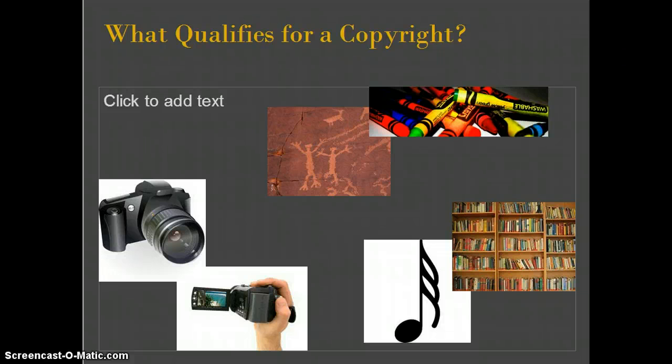So what can you copyright? You can see some of the pictures here. It includes literature, music, drama, choreography, pictures, movies, sounds, and other mediums. Architecture, for example. It does not include ideas, things that are in the public domain, government property, things like that.